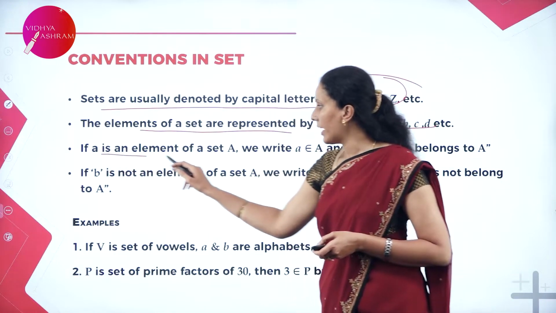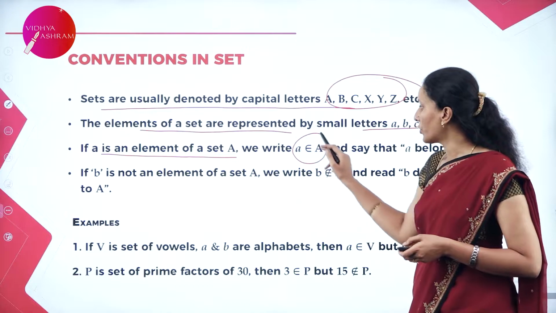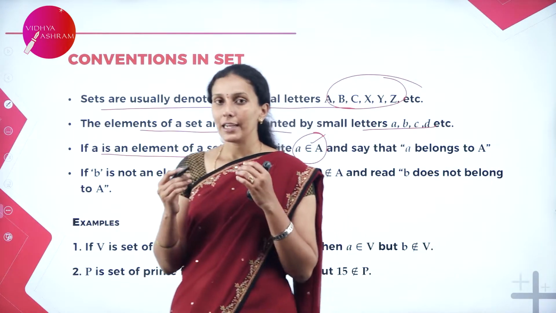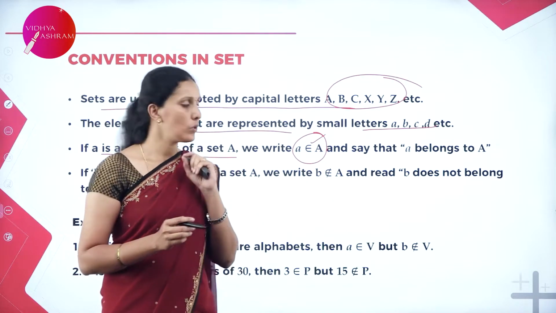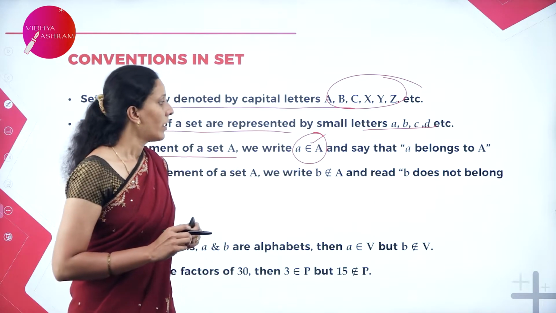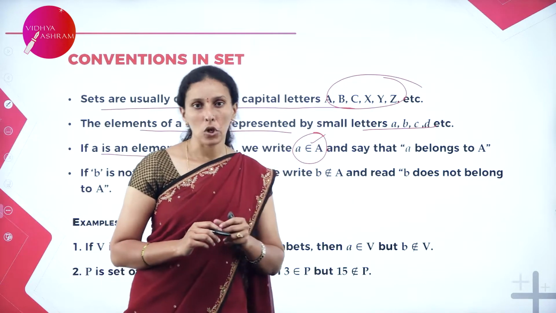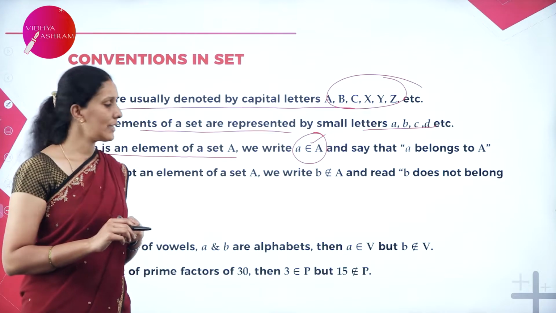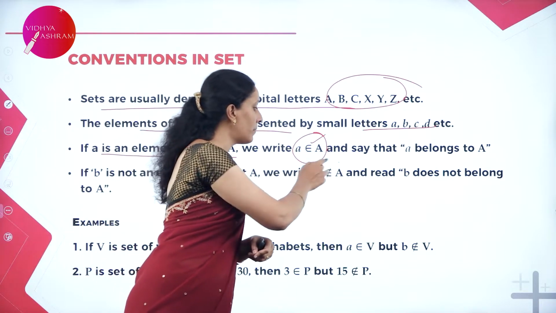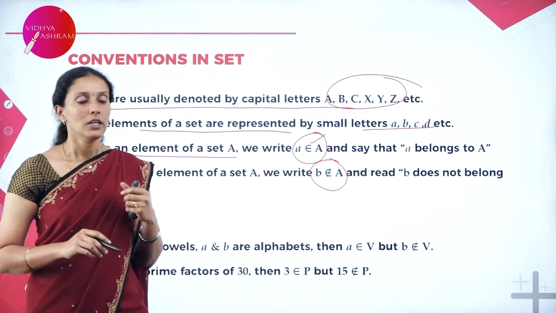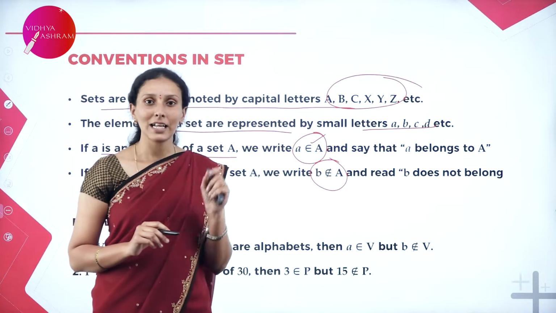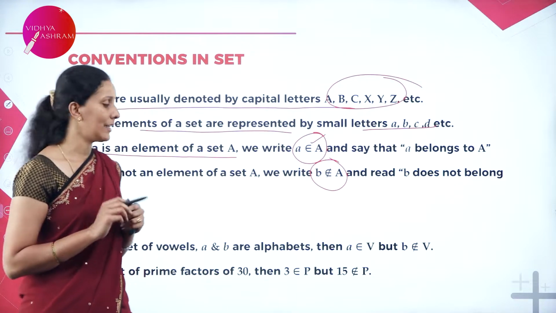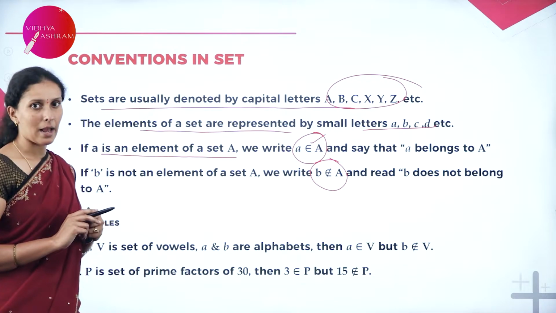If a is an element of A, we write a belongs to A. We use the symbol belongs to. Whenever any element is inside the set, we use the symbol belongs to and say that a belongs to A. Suppose b is an element which does not belong to the set, we write it as b does not belong to A. So we use the symbol does not belong to, and we say b does not belong to the set A.